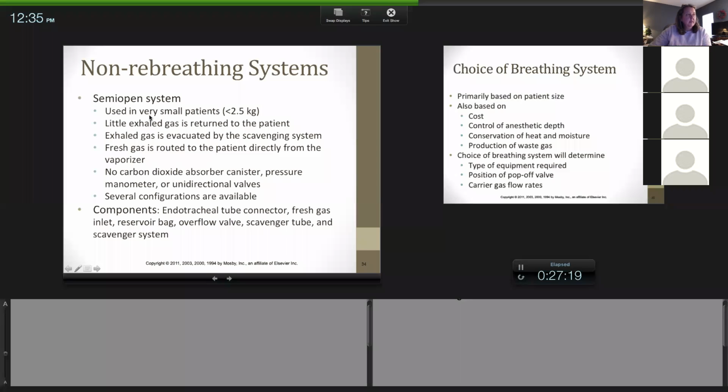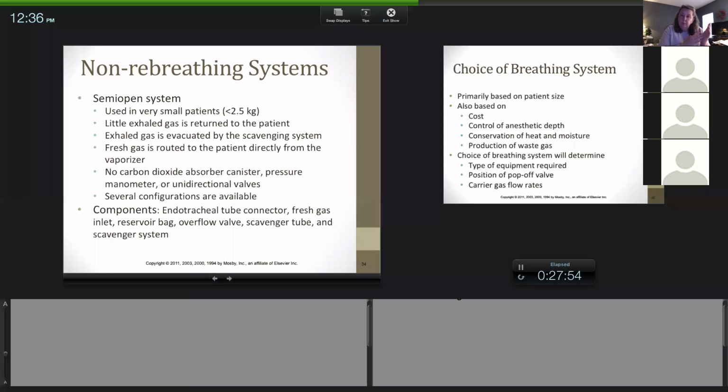The non-rebreathing systems are considered semi-open because they have an open valve, which is always open when they're breathing. 15 pounds and under is my cutoff. Now, the problem here, and this is the key, when you use a non-rebreathing system, you do not have CO2 rebreathing, you don't have a pressure manometer, you don't have unidirectional valves. Let me go back to unidirectional valves. The inhalation and exhalation valves are called unidirectional. Unidirectional means gases move in one direction, okay?